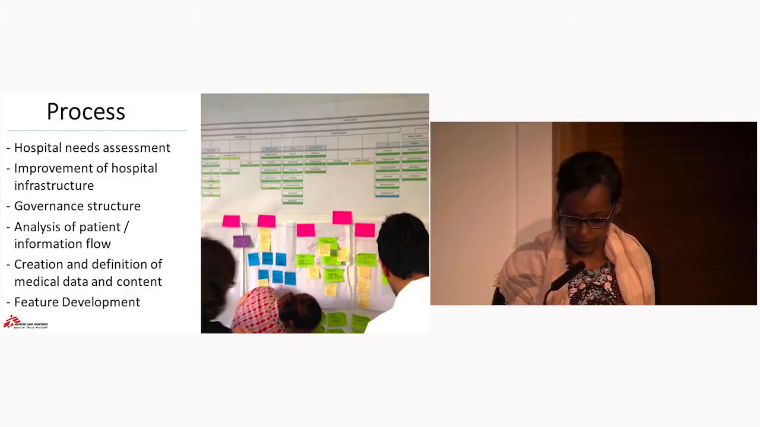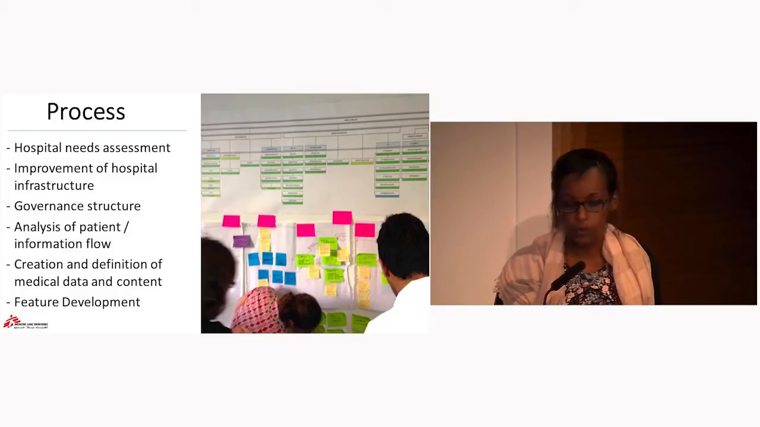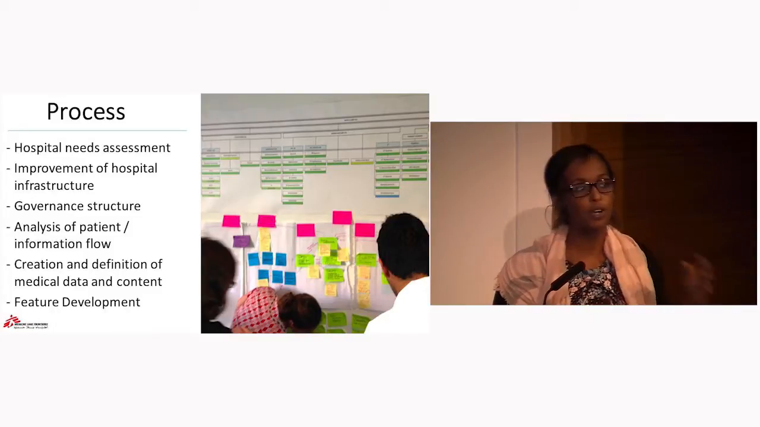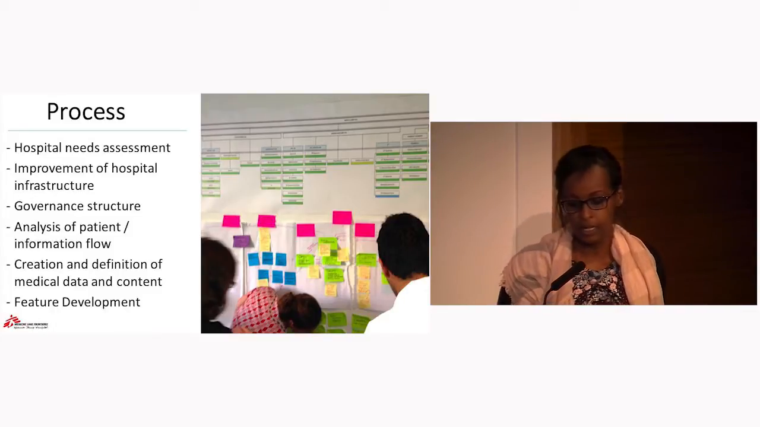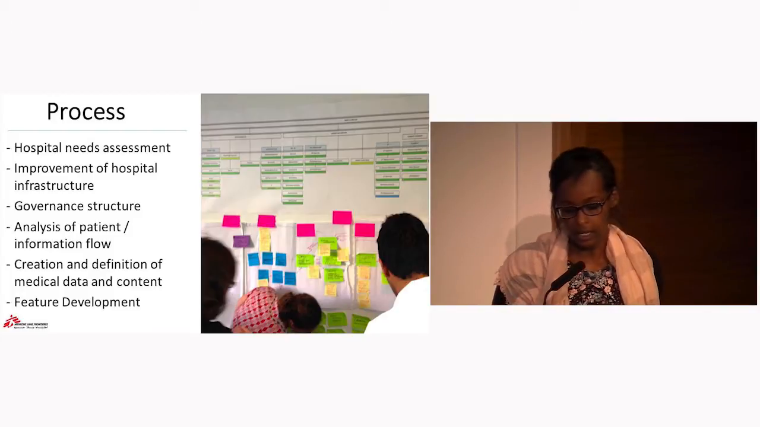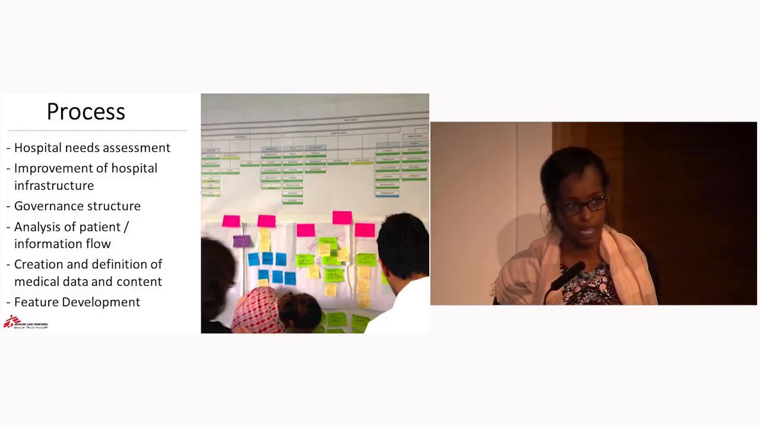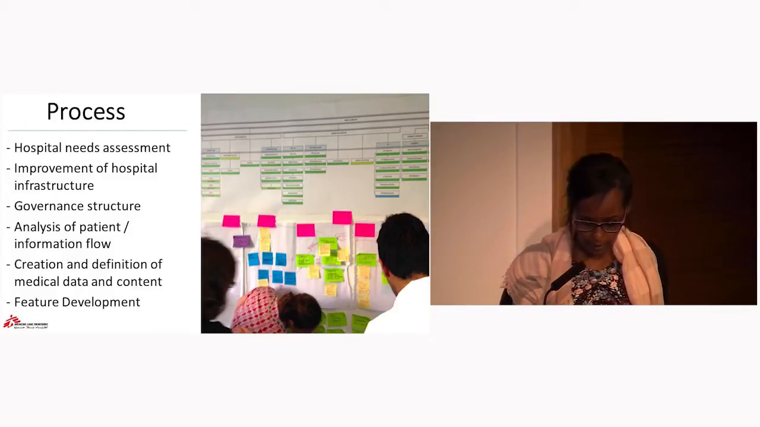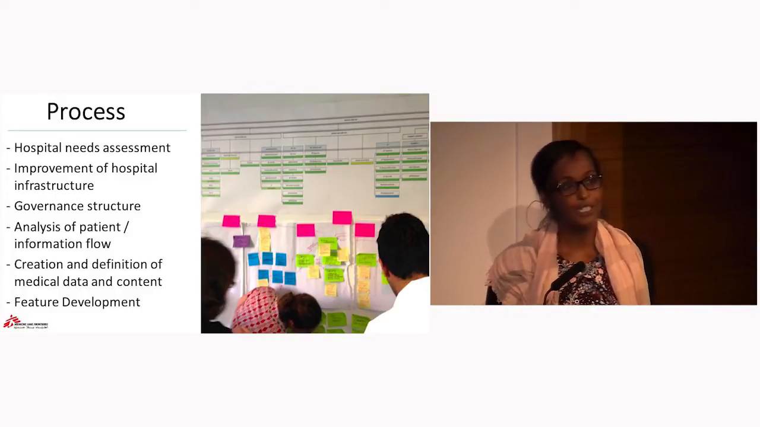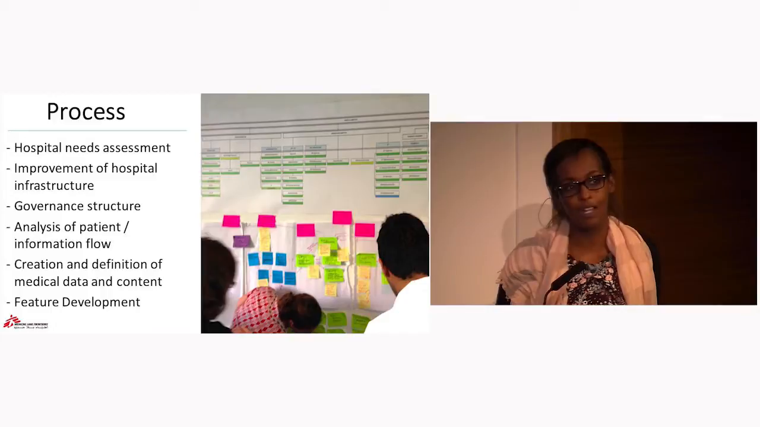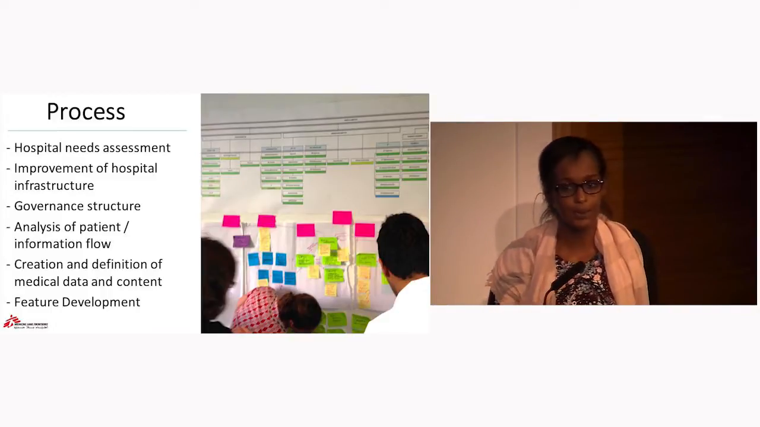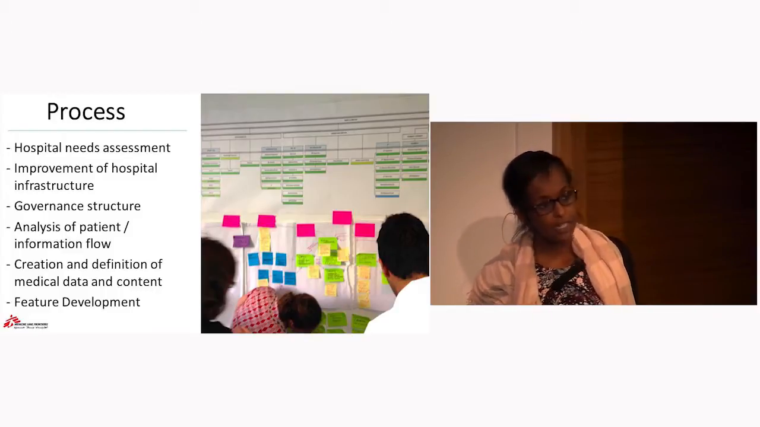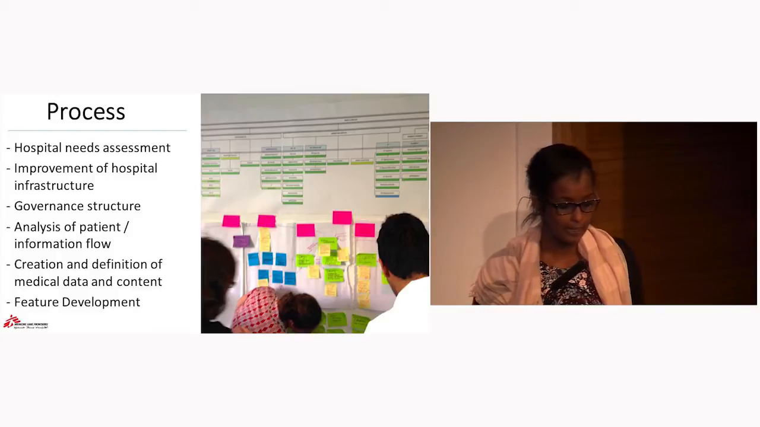A governance structure was also implemented, which was the formation of a project steering committee. The project steering committee was providing overall direction for the implementation process, prioritizing high-level features, and making sure that the hospital team and the infrastructure for the hospital were ready for the rollout of the application. We did an assessment of the patient flow and information flow. This is an ongoing process that's relevant for each of the releases, which I will discuss in 2 seconds. It was to identify any inefficient or duplicative processes.